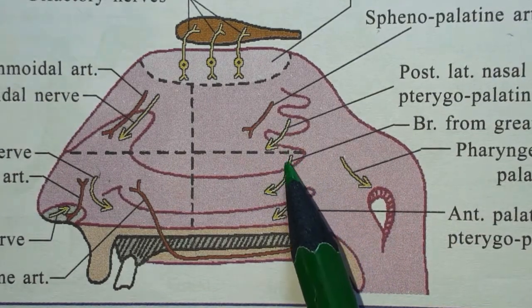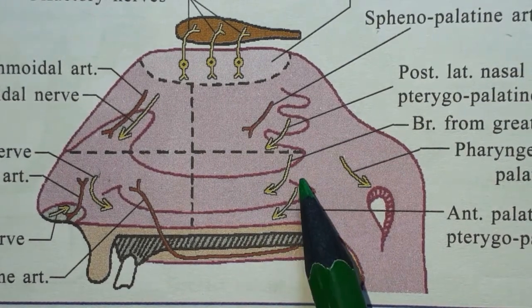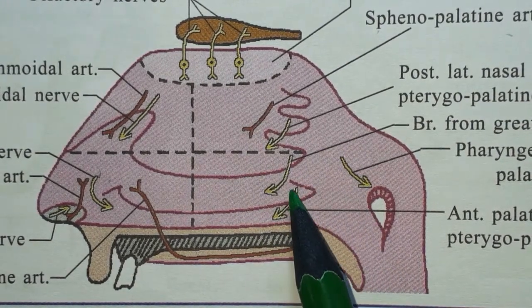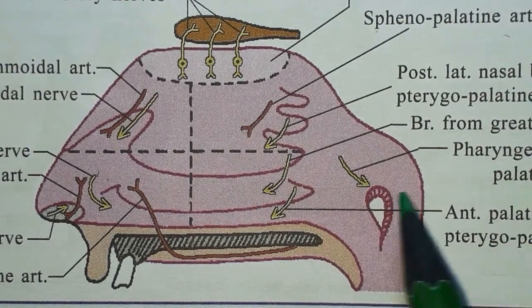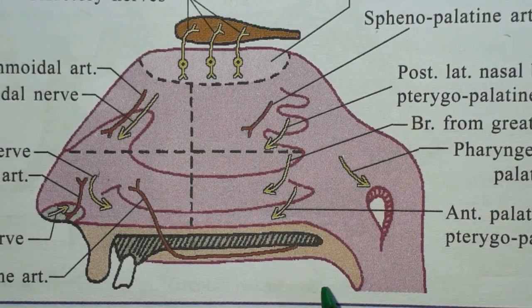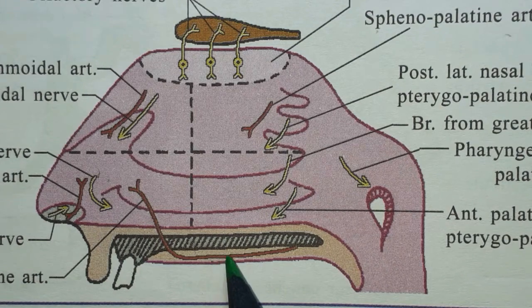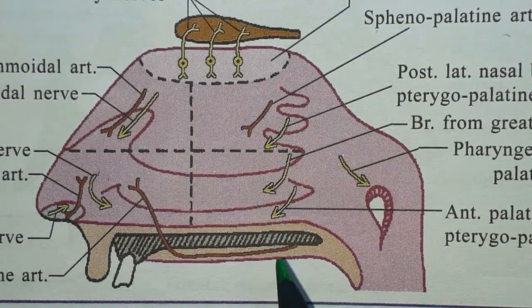And in the inferior posterior part of the quadrant, you can see many nerves over here. These are the branches of the greater palatine artery, the pharyngeal branch of the pterygopalatine ganglion, and also the anterior palatine branch of the pterygopalatine ganglion. And you will also see some branches of the greater palatine artery in the posterior quadrant also.